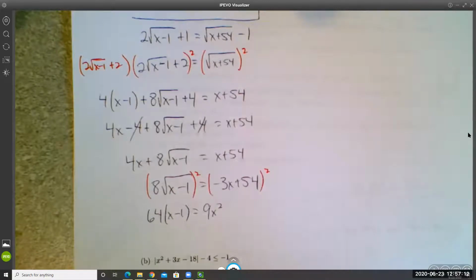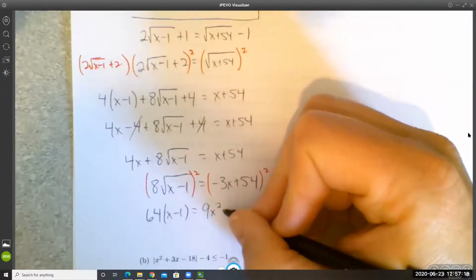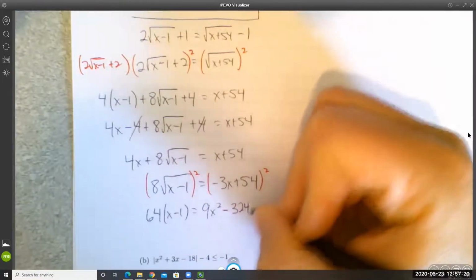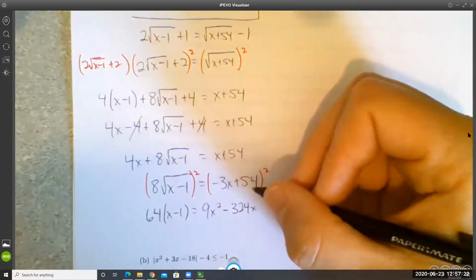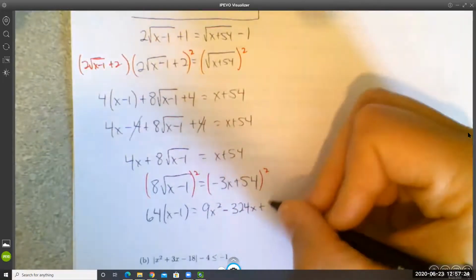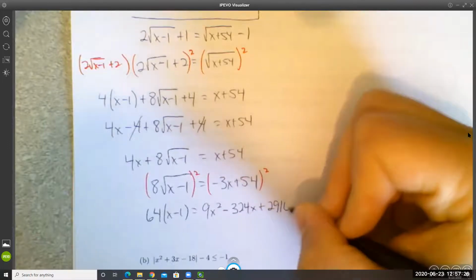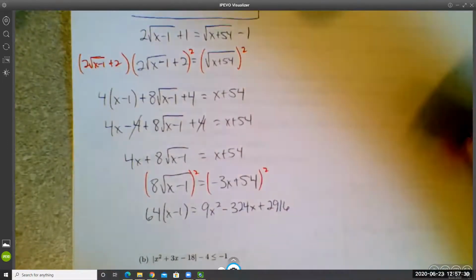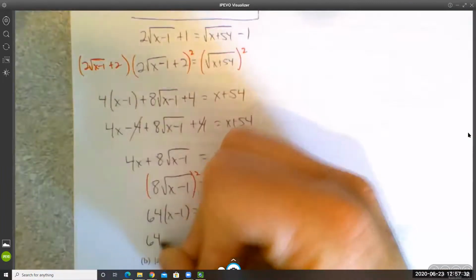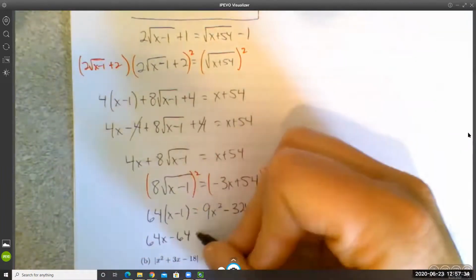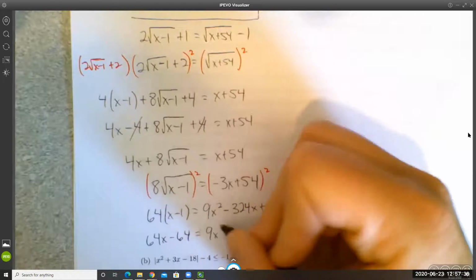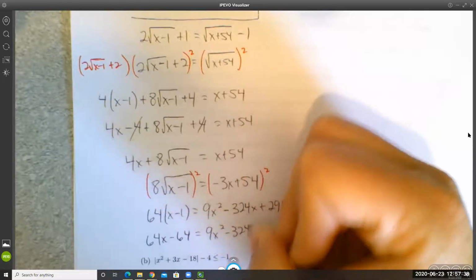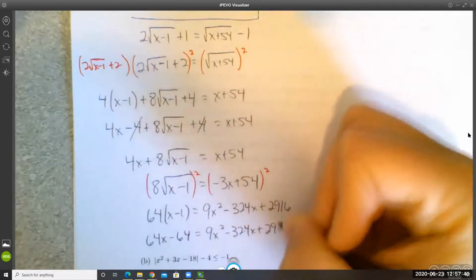Times 2 is 324. And it's negative, right? So negative 324x. And then 54 times 54, that's 2916. Okay. Still not quite there, right? We've got 64x minus 64 equals 9x squared minus 324x plus 2916.